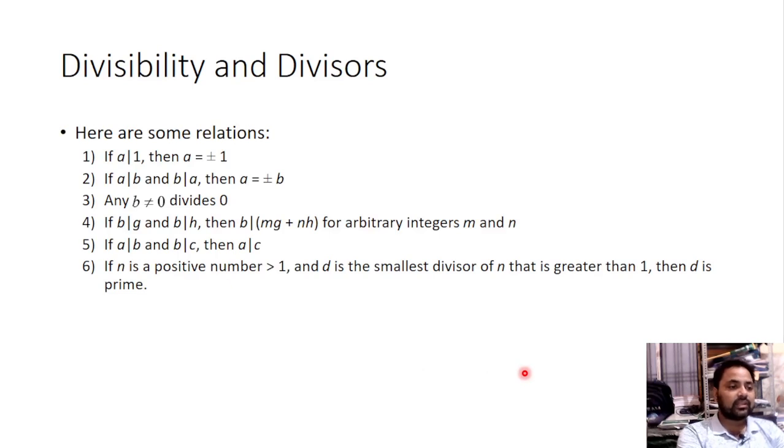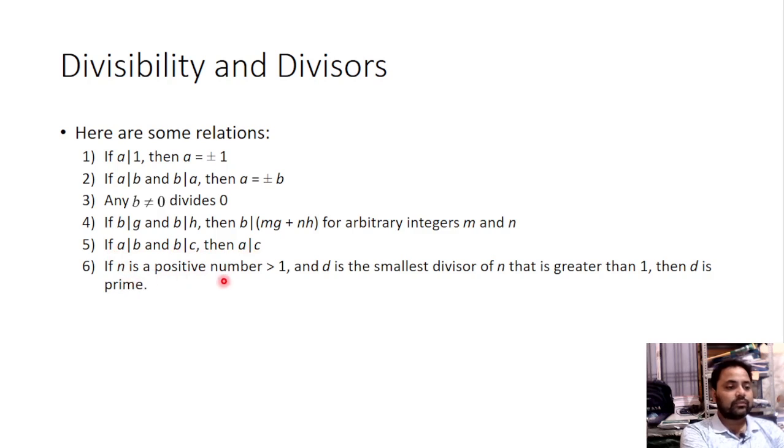Divisibility and divisors. Here are some relations. We are using 6 important relations. If a divides 1, then a is equal to plus or minus 1. If a divides b and b divides a, then a is equal to plus or minus b. Any b not equal to 0 divides 0. If b divides g and b divides h, then b divides mg plus nh for arbitrary integers m and n; we will discuss the arbitrary integers. If a divides b and b divides c, then a divides c.